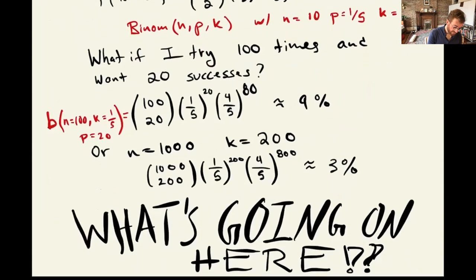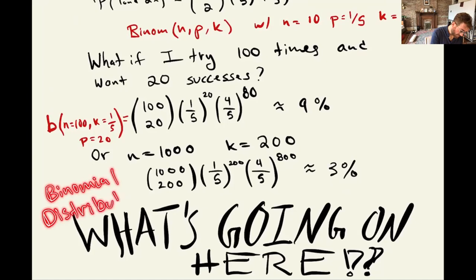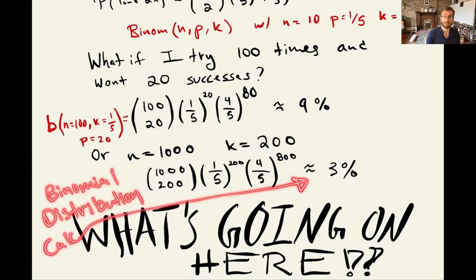So let's imagine that I instead try 1,000 times and I ask for 200 successes. It's still the same proportion of successes, but the probability goes down to 3%. You just plug this into your calculator, or honestly, you'll probably need to use a special formula either built into your calculator, or you can just go to a website and Google binomial distribution calculator. And that's what I did to get that number.